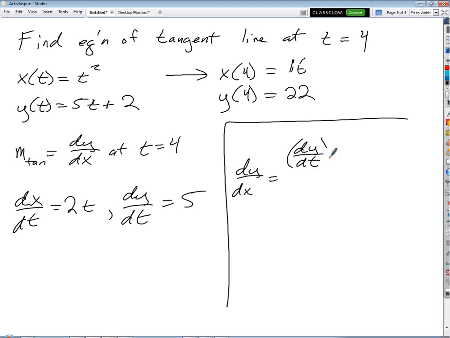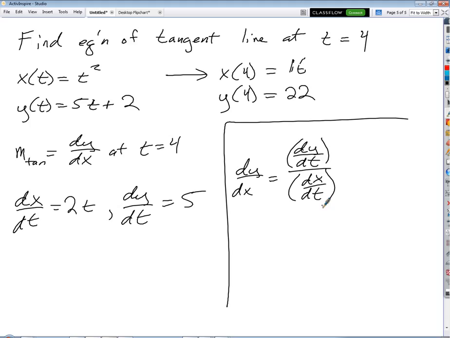dy/dt divided by dx/dt. Yeah, that works, doesn't it? Because these derivatives, I mean, they're not technically fractions, but they act like fractions, right? And so the rate of change on the bottom, written in ratio form like this, if I want to make this a product instead of a quotient, I would just flip and multiply.